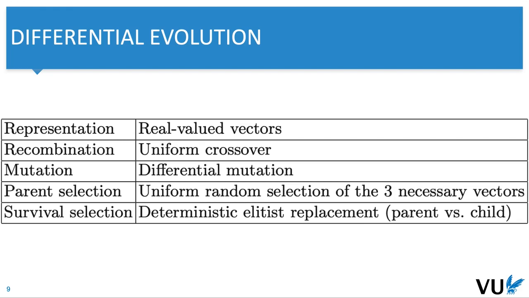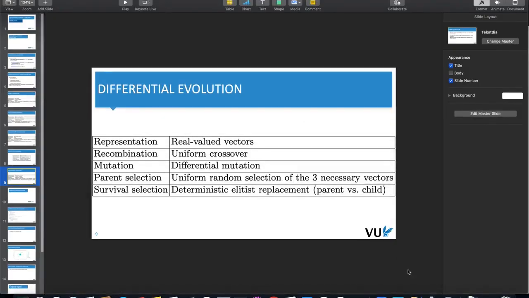Another algorithm is called differential evolution. It deals with real valued vectors, and I really like this approach. In my opinion, this is very simple yet effective, and it has quite interesting properties. To go through operators, recombination is just uniform crossover, so we can replace values between two objects. Mutation is something which is called differential mutation, and we can maybe quickly remind ourselves what it means.